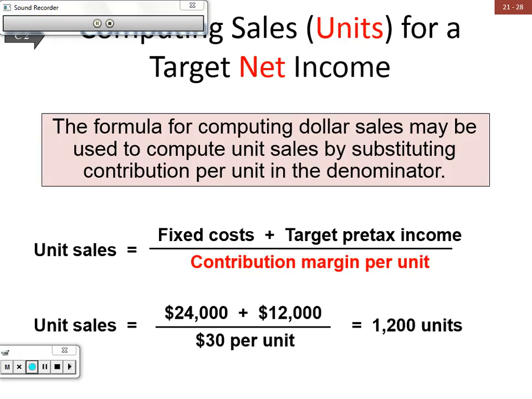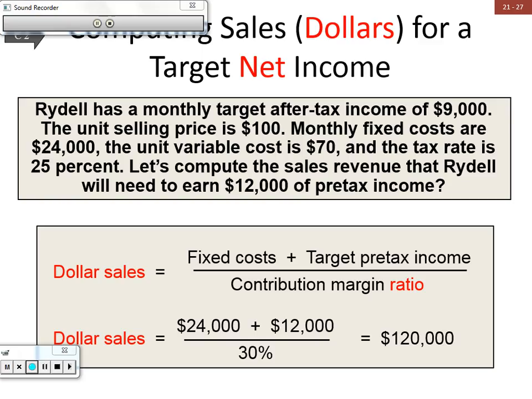Okay, so that's how we got the $30. Right? Because the contribution margin per unit was 100 minus 70, which turned out to be 30. Then we took that 30 and divided it into 100, right? So contribution margin ratio, again, is contribution margin per unit divided into selling price. The selling price is 100. Right, I see it now.